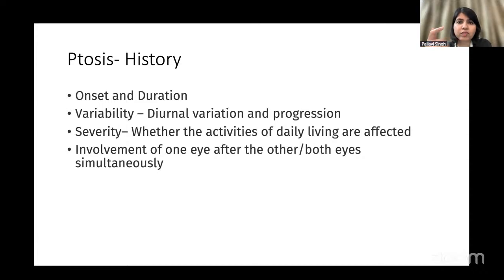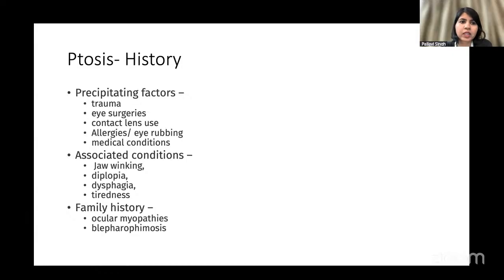And of course, you also have to mention whether one eye is involved or both eyes are involved. Now, having done the general history, you want to ask about specific things again, so your examiner knows that these are the things that you're thinking about. You have to ask about trauma, if there have been any previous eye surgeries, because that might also cause levator dehiscence and might cause ptosis. Any constant contact lens use, any history of eye allergies or eye rubbing.